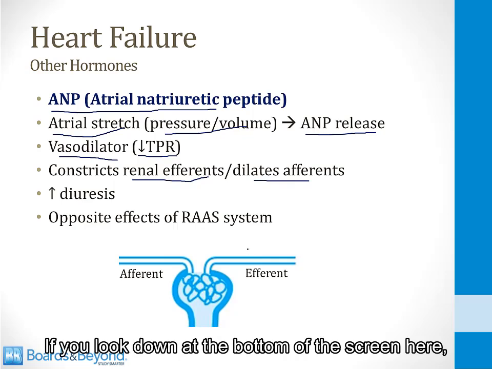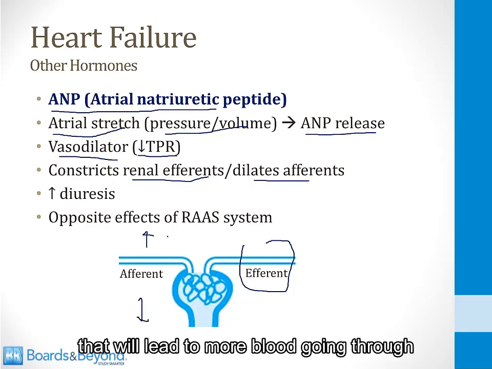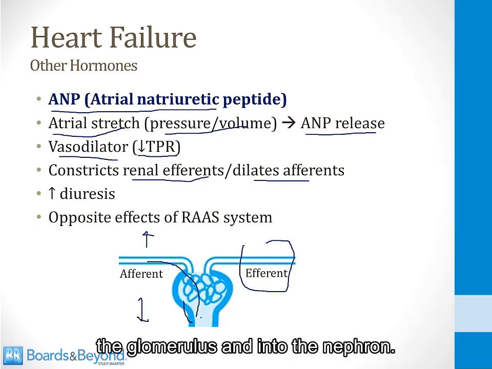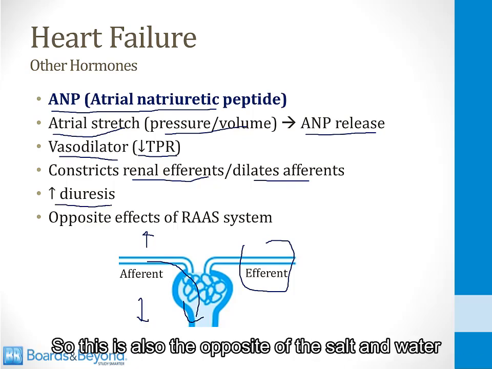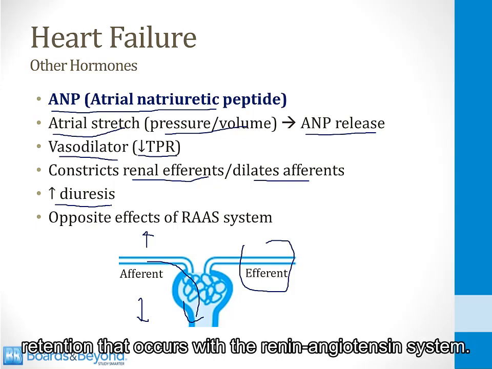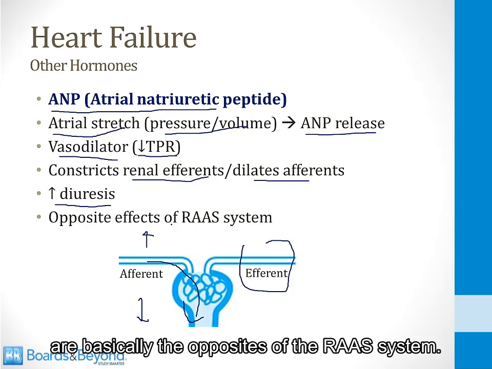If you look down at the bottom of the screen here, if we constrict these efferents and we dilate these afferents, that will lead to more blood going through the glomerulus and into the nephron. That will increase the urine output and cause a diuresis. So this is also the opposite of the salt and water retention that occurs with the renin-angiotensin system. So you can just remember that all the effects of ANP are basically the opposites of the RAAS system.